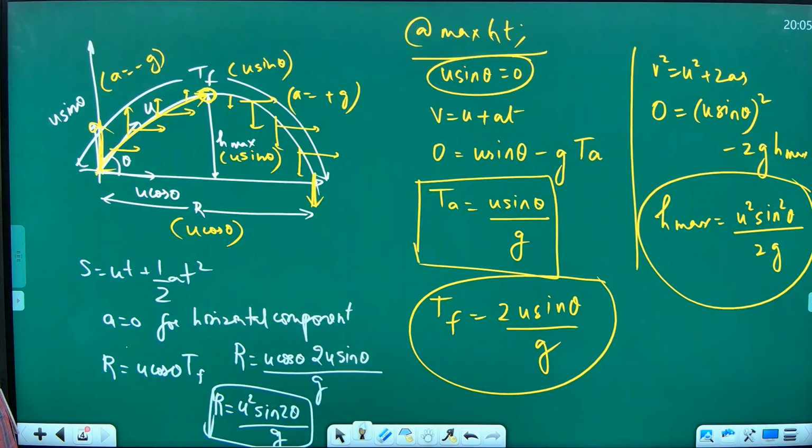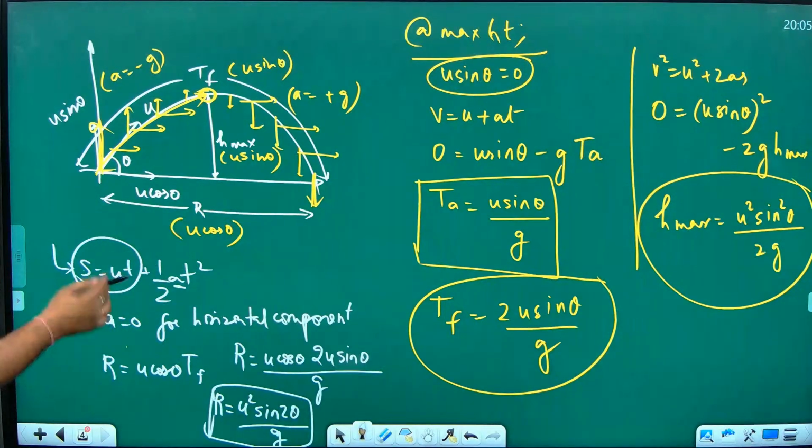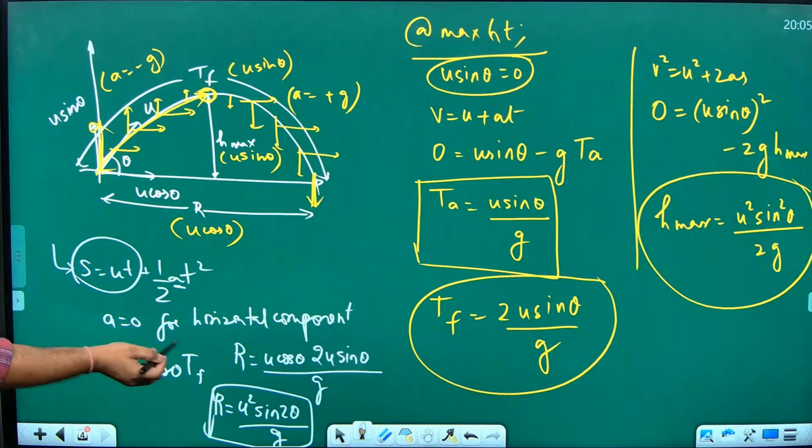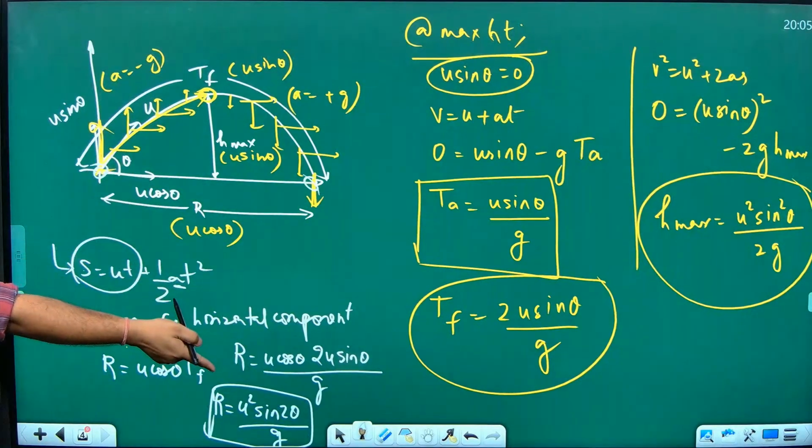I will explain it. Which one? This step or from the beginning? From the beginning. So the equation of motion says that s is equal to ut plus half at square. And for the horizontal component, I told you acceleration is 0. So only s is equal to ut will come. In this case, what is s? Total distance is r. It will become equal to what is the component? U cos theta, into how much time it takes to go from here to here? Time of flight, isn't it?